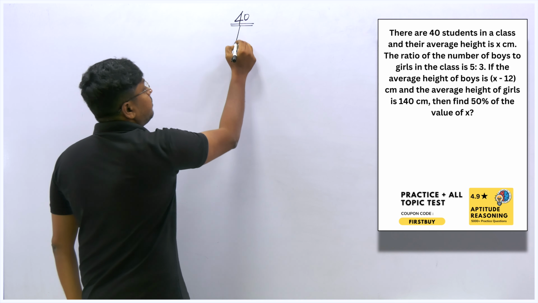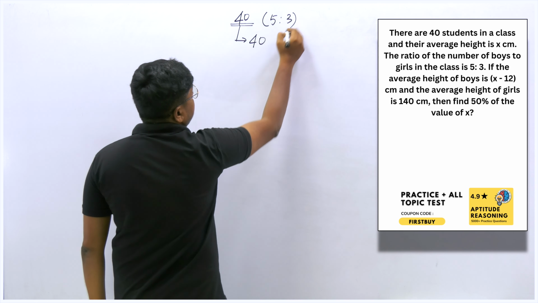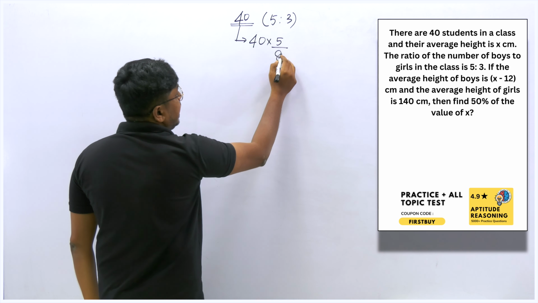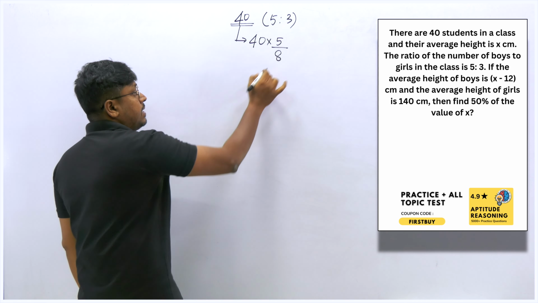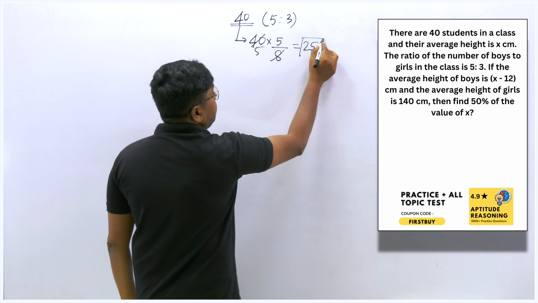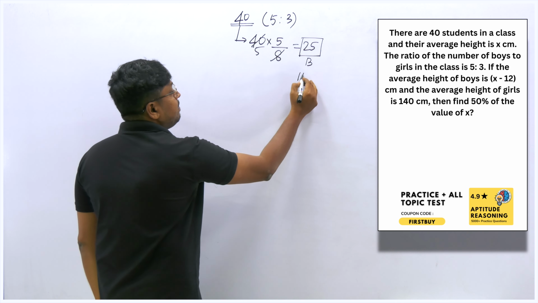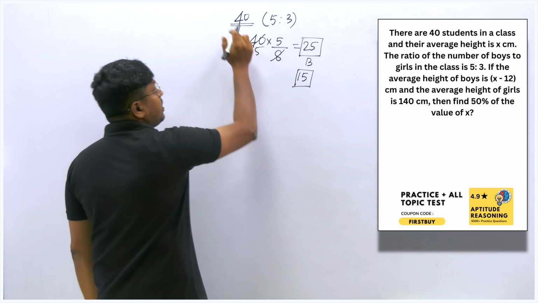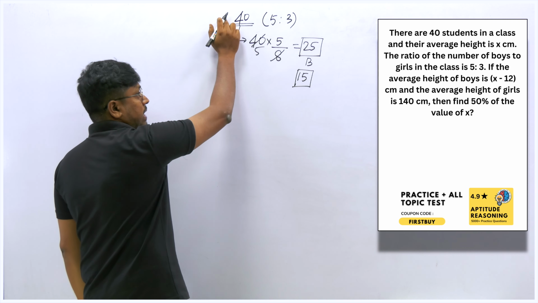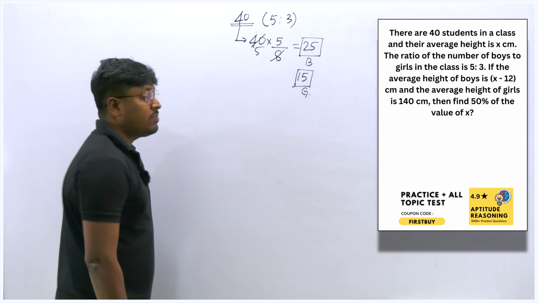That means the total is 40 and the ratio of boys to girls is 5:3. So 5 parts out of a total of 8 parts will be boys. 40 divided by 8 is 5, and 5 times 5 is 25. So 25 will be the total number of boys. The remaining 15 will be the total number of girls, because we already know that the total strength of the classroom is 40. If 25 is the total number of boys, 15 will be the total number of girls.